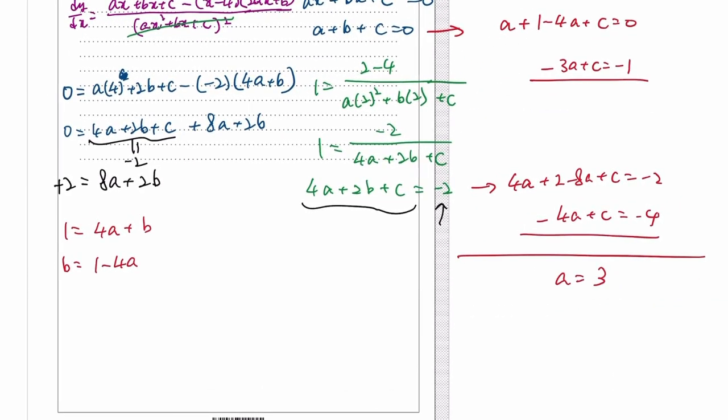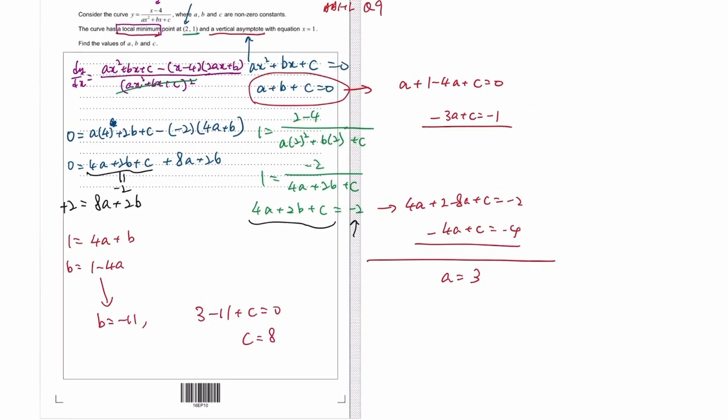Okay, if a is 3, then from here we have b being negative 11. Then from a plus b plus c is 0, that means 3 minus 11 plus c is 0. So c is 8, I think.